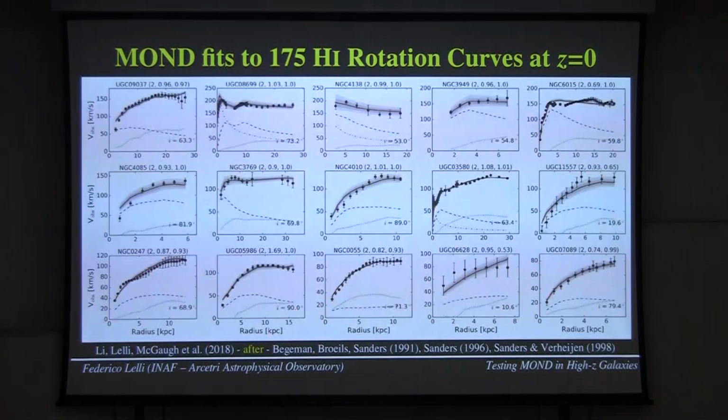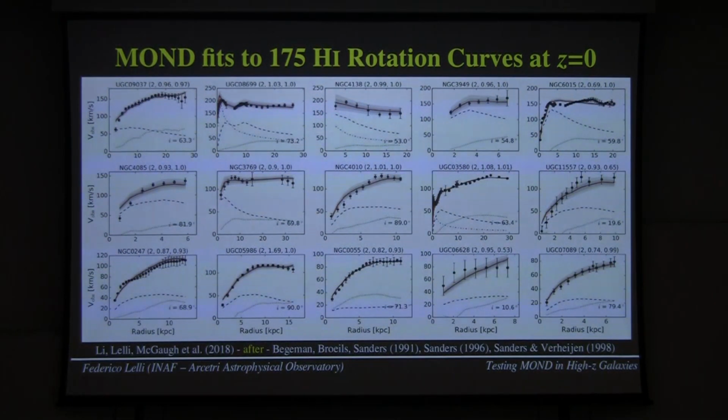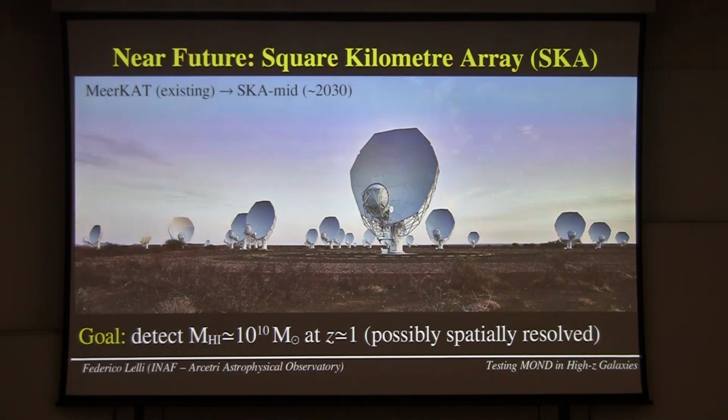And this has been done for many years. This is a plot from the PhD thesis of Peng-Fei Li, fitting very extended HI rotation curves with MOND, but really the pioneering work here was done mostly by Bob Sanders and several generations of students at the University of Groningen during the 90s, where for the first time it was shown that MOND can indeed fit HI rotation curves very well. In the future, we will have the Square Kilometre Array.